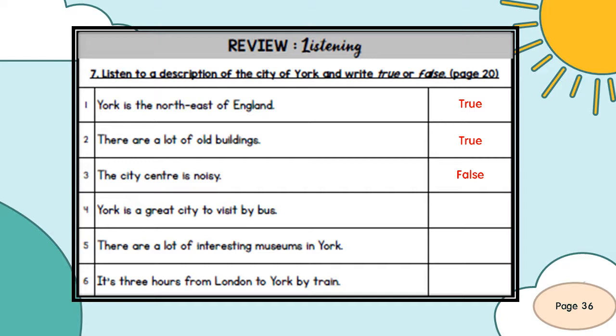Number 4. York is a great city to visit by bus. False. It's a great city to visit on foot. Number 5. There are a lot of interesting museums in York. True. Number 6. It's 3 hours from London to York by train. False. It's less than 2 hours from London to York by train. Did you get all the answers correct? Very good. Good work.